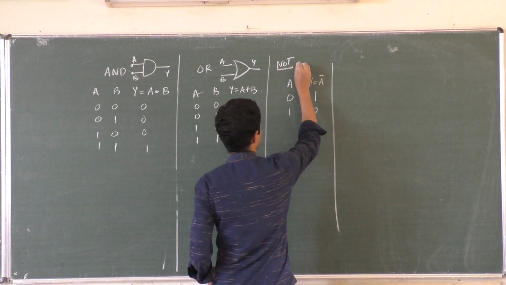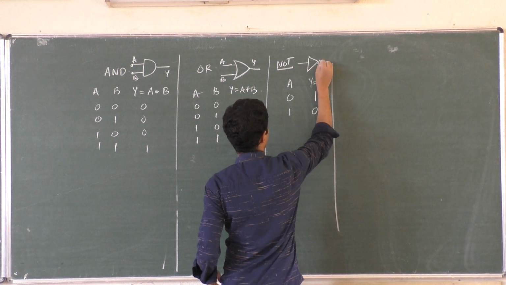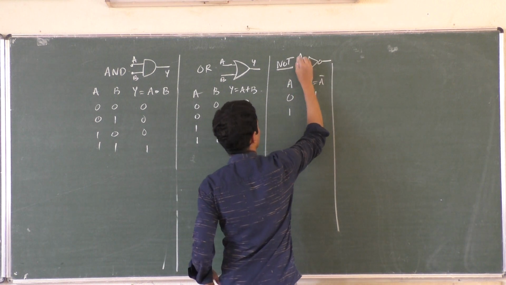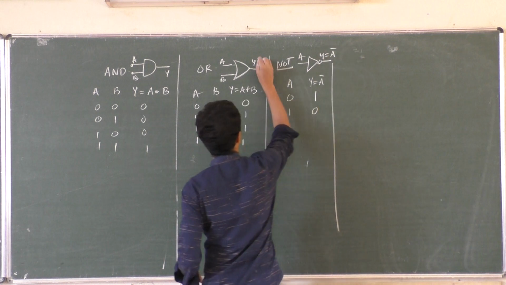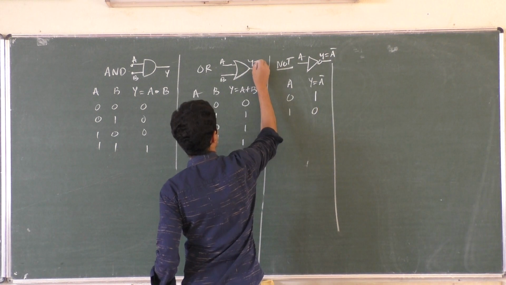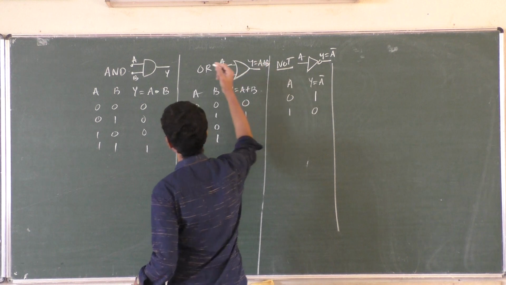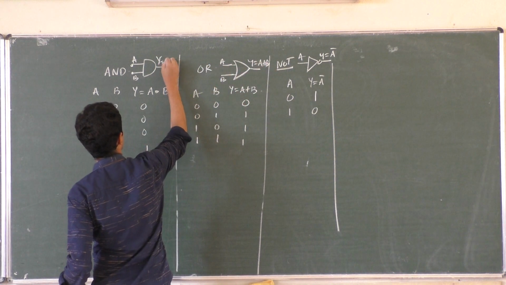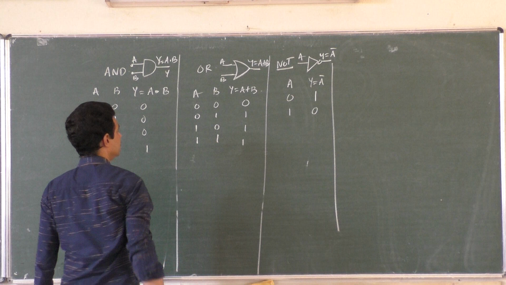So what is the symbol of the NOT gate? One input and one output, that's all. A, Y is equal to A bar, and here it is A, B, Y is equal to A plus B, and here it is Y is equal to A dot B. A and B, A or B.